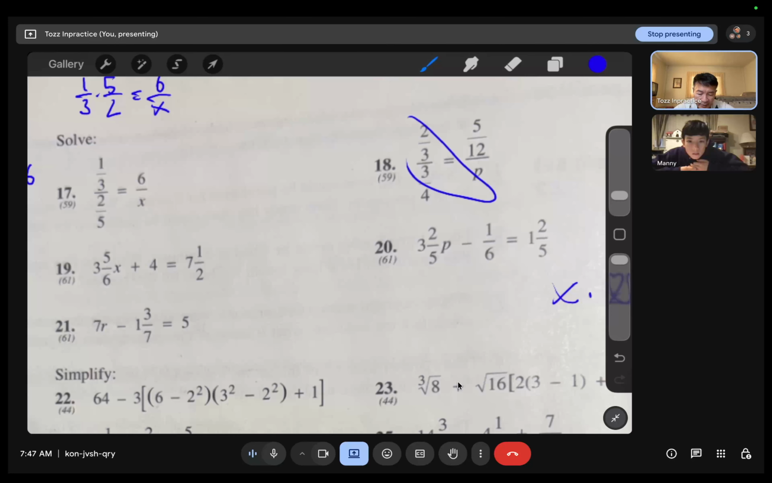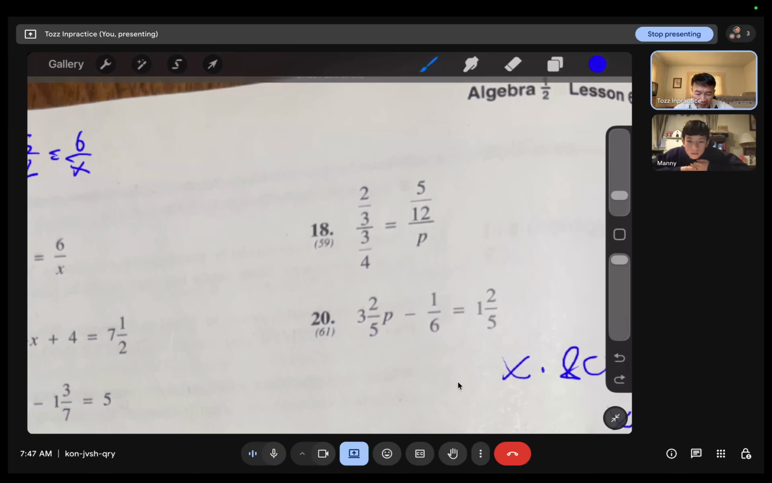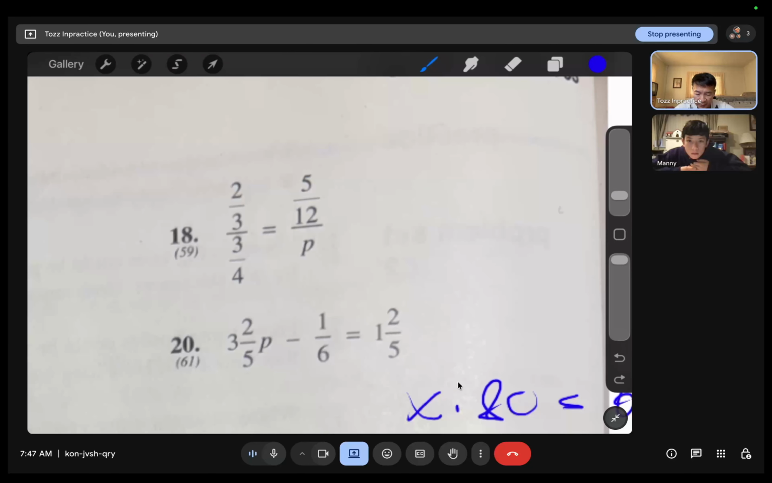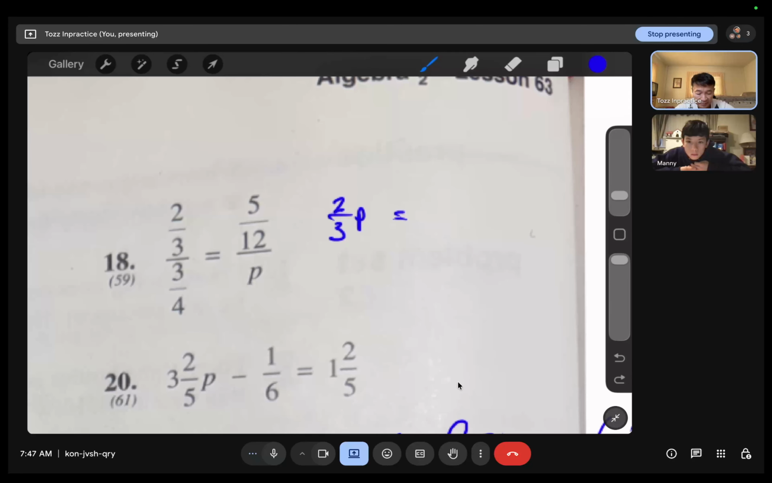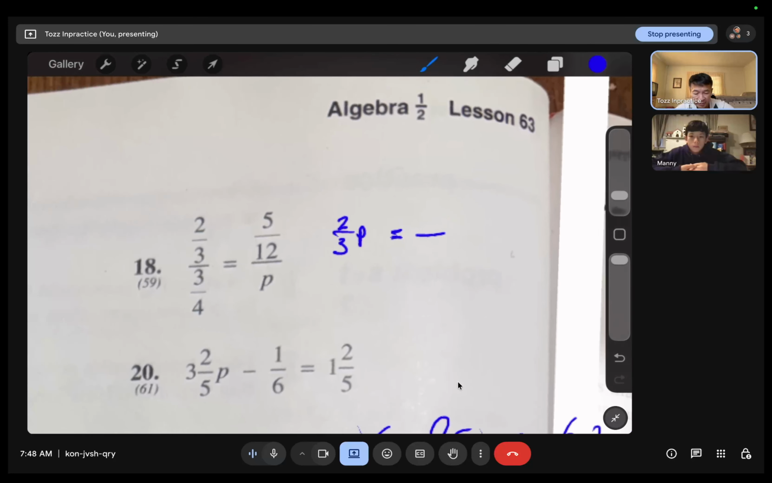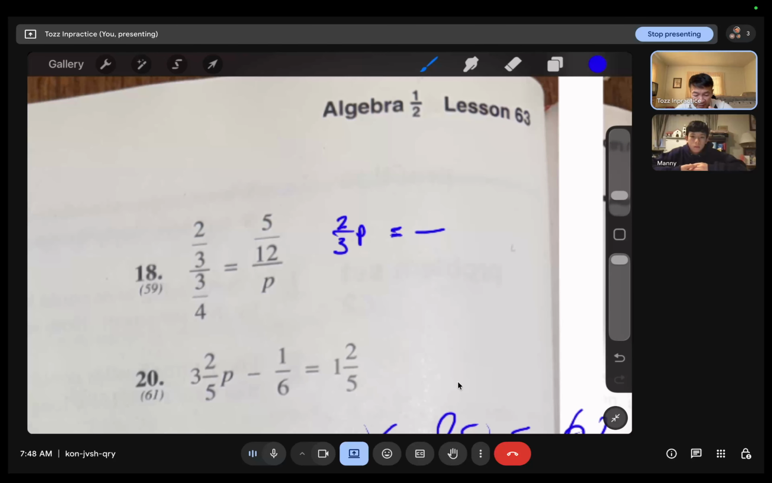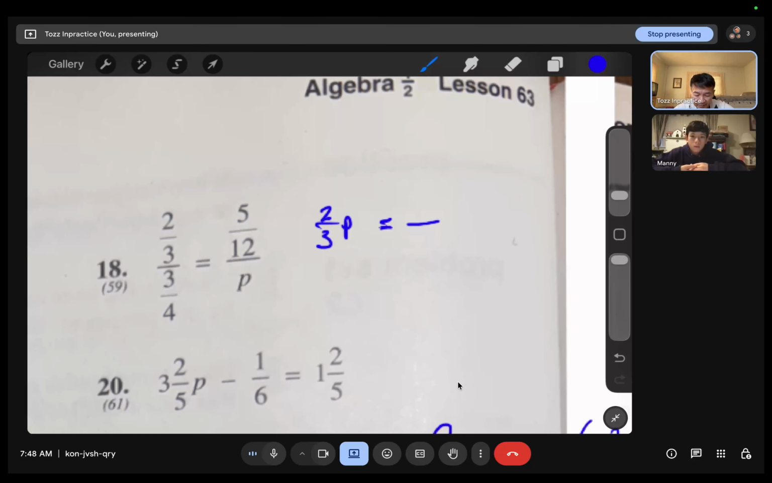Same idea here for 18. Is that okay? The 3/4 times this will be kind of nice for cross canceling. But let's have a look: 2/3 p, lowercase p. Notice the variable is italic like this, lowercase, not capitalized. Be more precise about what you write, because capital V and lowercase v in algebra could get confused, like volume and velocity. Make sure it's lowercase.